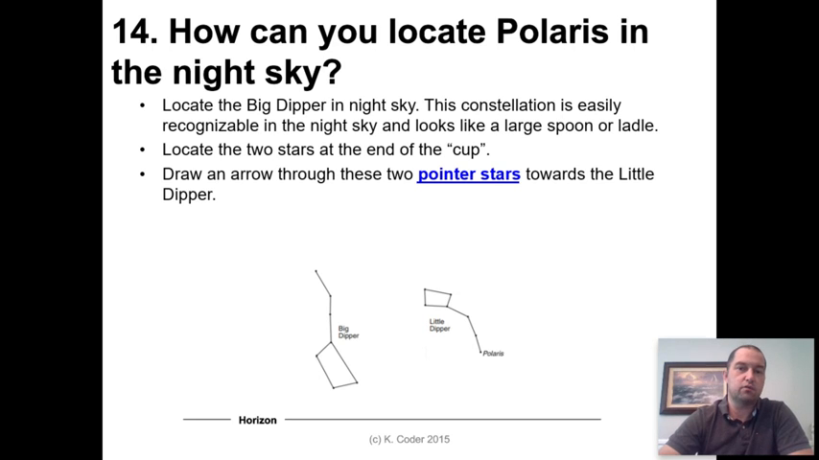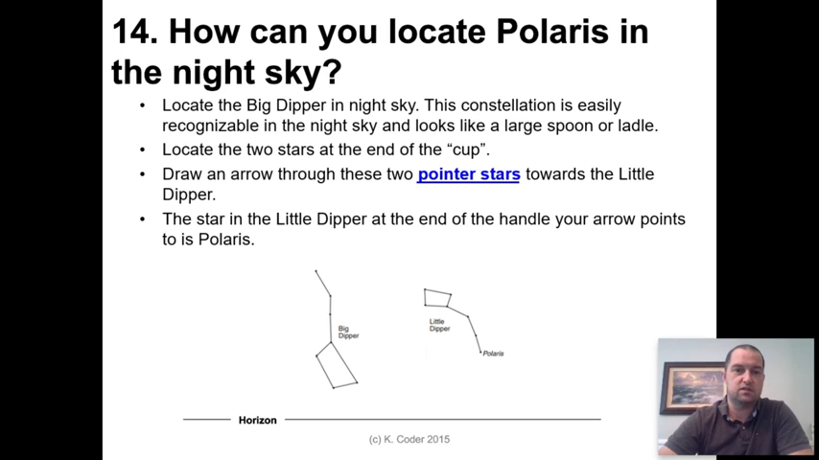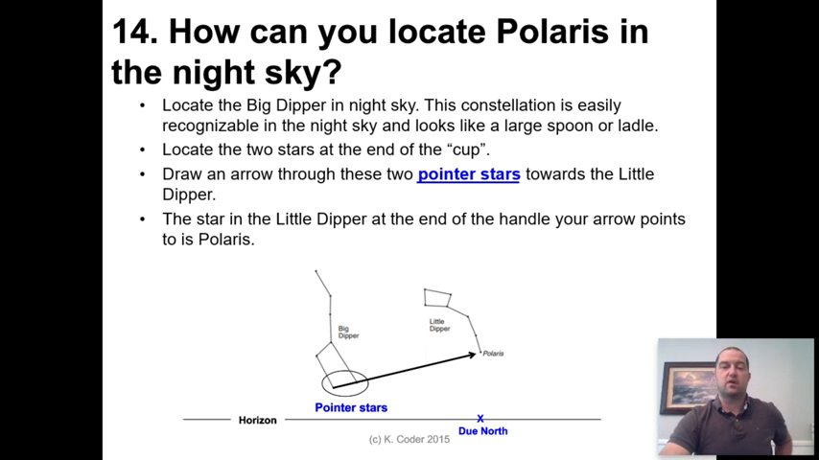You're going to draw an arrow through these two pointer stars toward the Little Dipper. I'll show you that in a second. The star in the Little Dipper at the end of the handle your arrow points to is Polaris. So we're going to draw a straight line through Dubhe and Merak, those two pointer stars on the end of the cup, and line up directly as we draw a straight line and arrow to Polaris. That's how you can find Polaris using the Big Dipper. If you see Polaris there and you're pointing in that direction, that would be directly north.